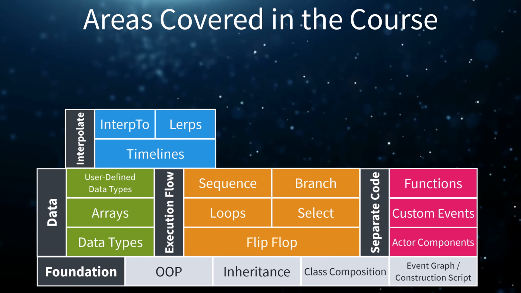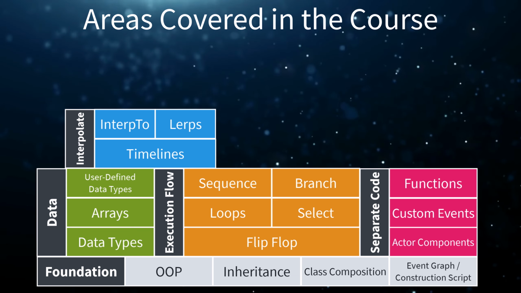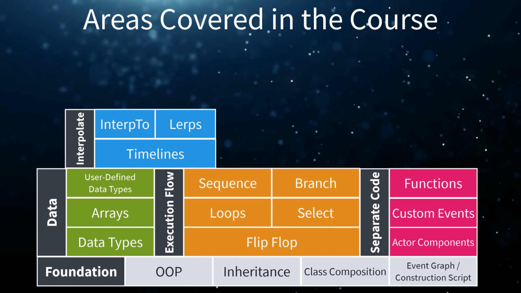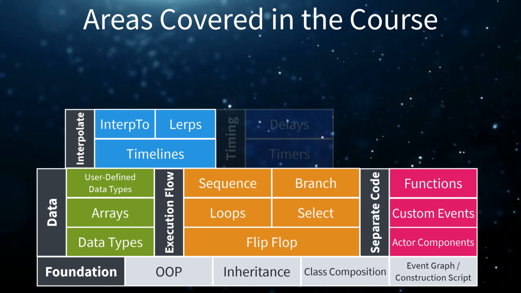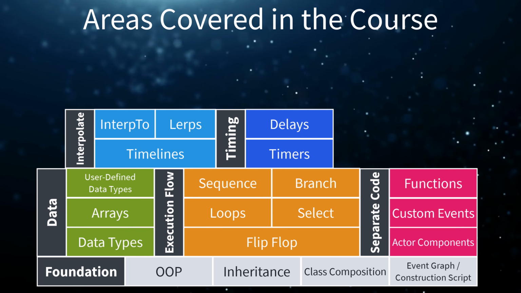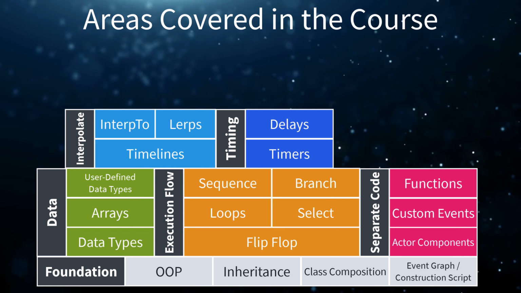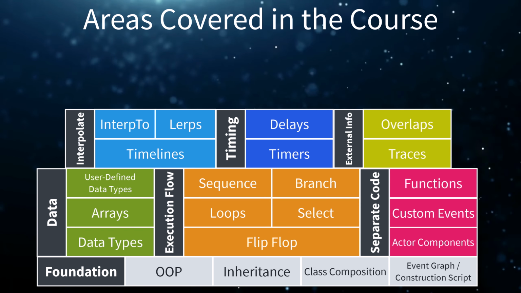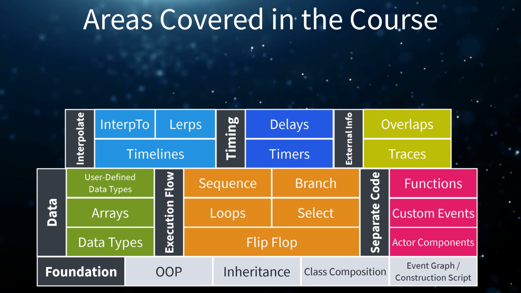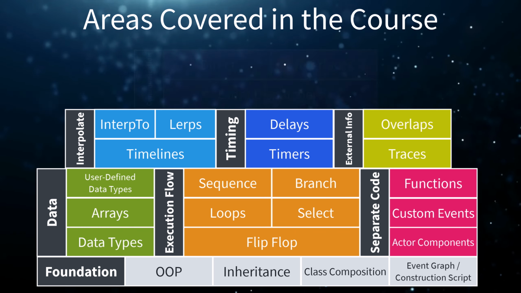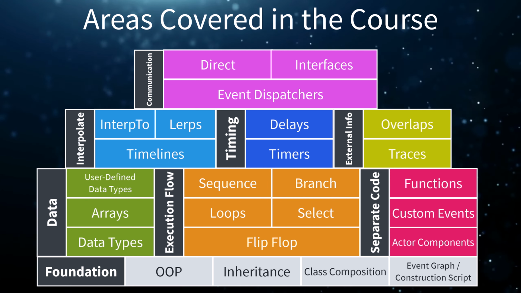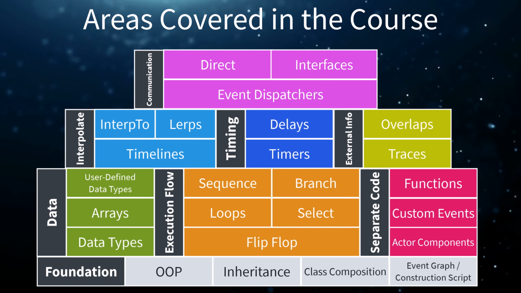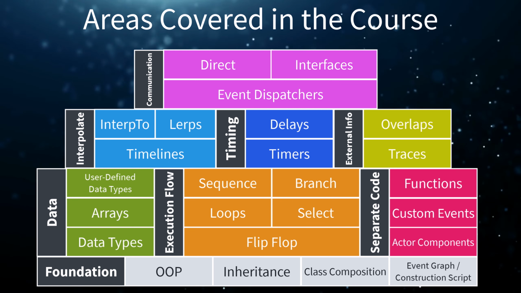We learned how to interpolate our data between two values. We used the nodes interp2, we used lerps, and we learned about timelines. We also learned how to control the timing of our code by using delays and timers. We looked at how we could gather external information for our blueprints by using overlaps and traces. And we also learned how to communicate or send information between blueprint classes by learning about direct communication, blueprint interfaces, and event dispatchers.